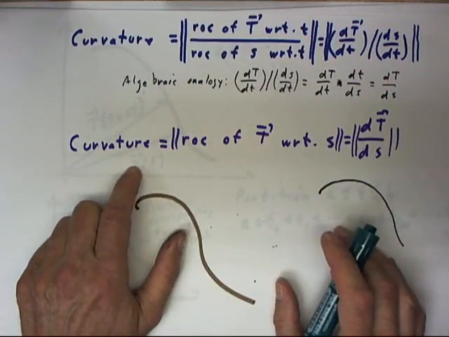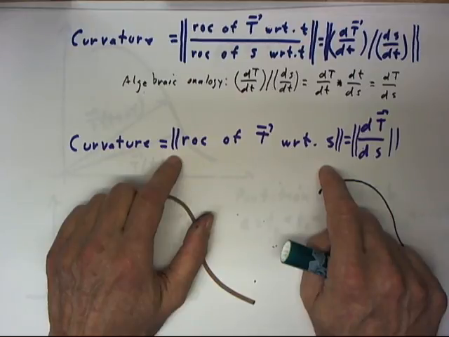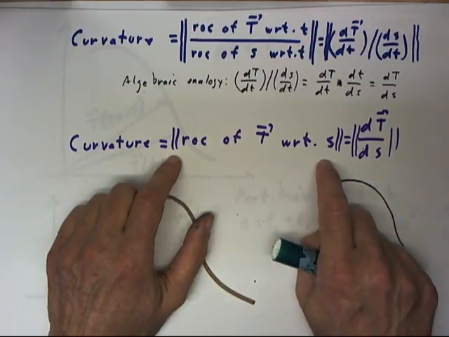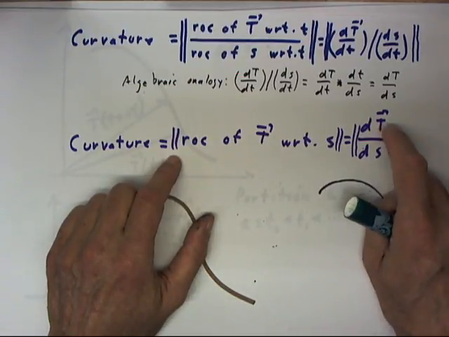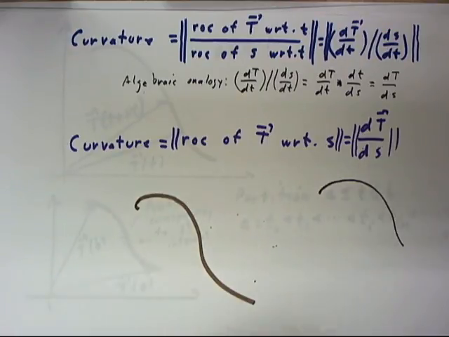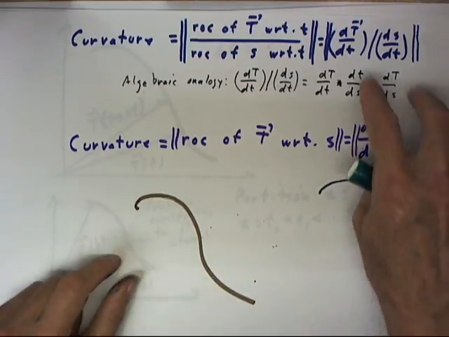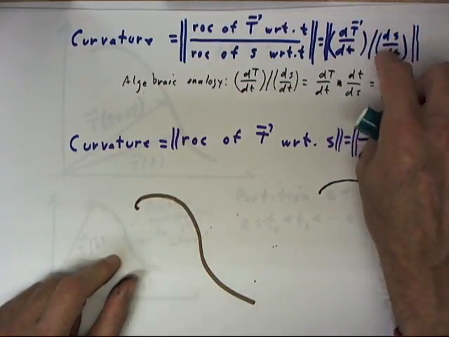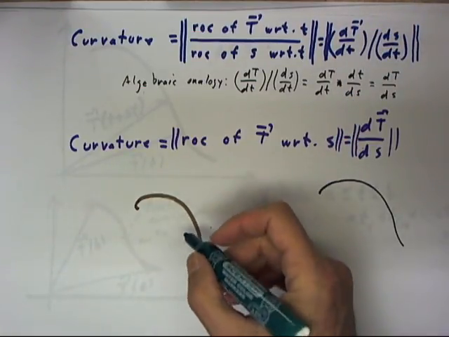So curvature is the magnitude of the rate of change of T with respect to s, and this again is the expression that we've had. Now we see one way to calculate a curvature. Another way, let's just consider this.